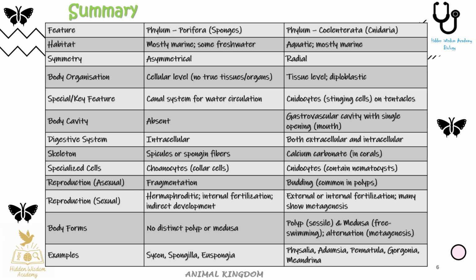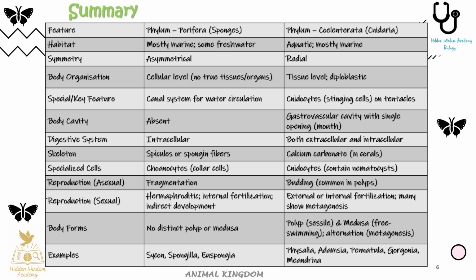Their skeleton is composed of spicules or spongin fibers. Specialized cells called choanocytes or collar cells help in feeding and circulation. Sponges reproduce asexually through fragmentation, while sexual reproduction is hermaphroditic, with internal fertilization and indirect development. They do not exhibit distinct polyp or medusa forms. Examples of Porifera include Sycon, Spongilla, and Euspongia.